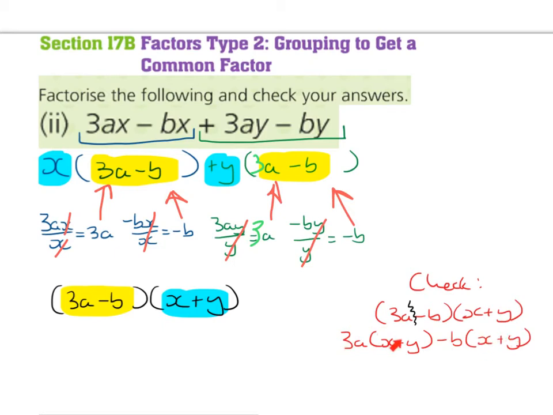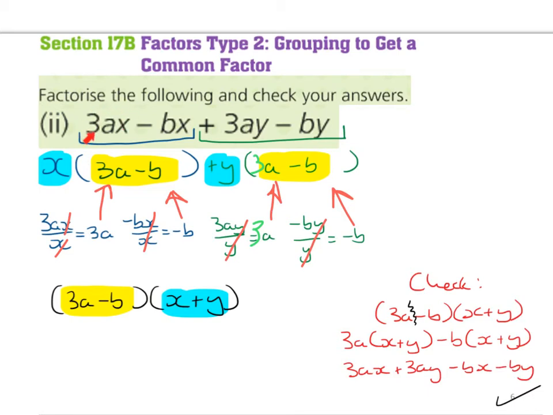Then 3a times x is 3ax, and 3a multiplied by y is plus 3ay, and minus b times x is minus bx, and minus b times y is minus by. So let's see, is this what we started with?